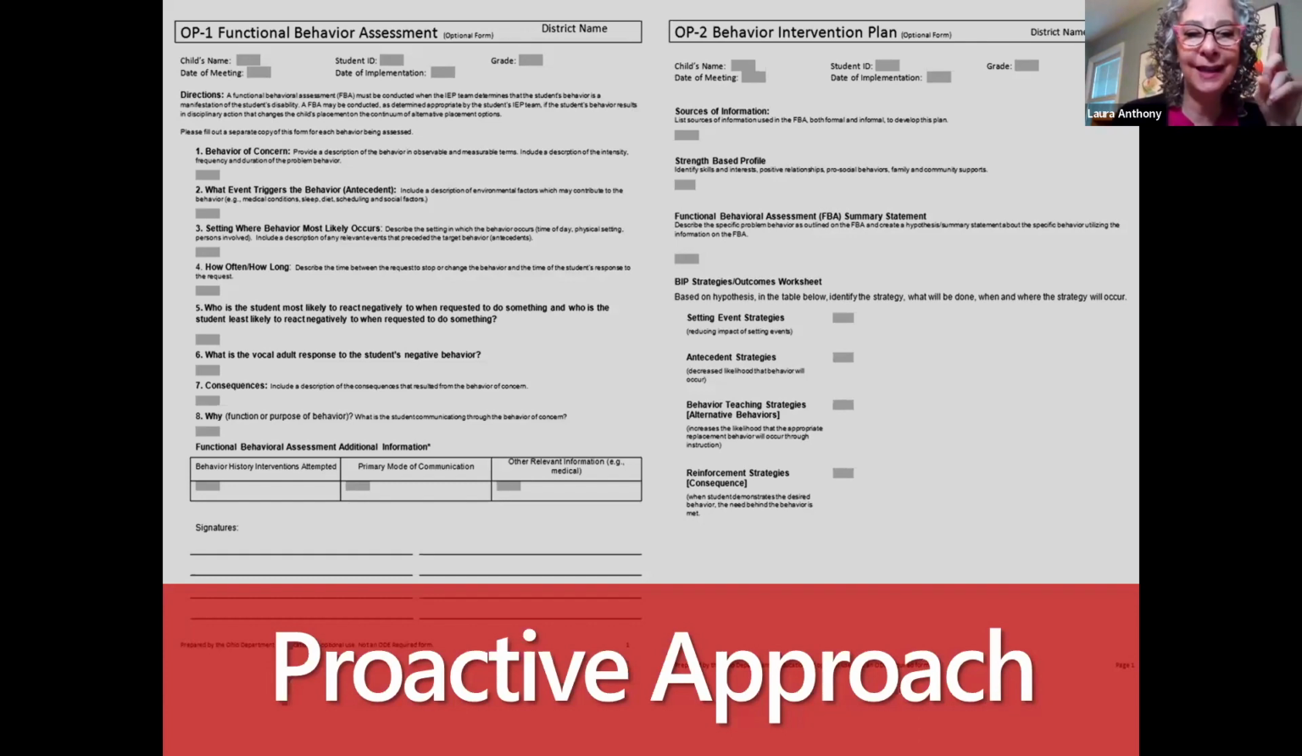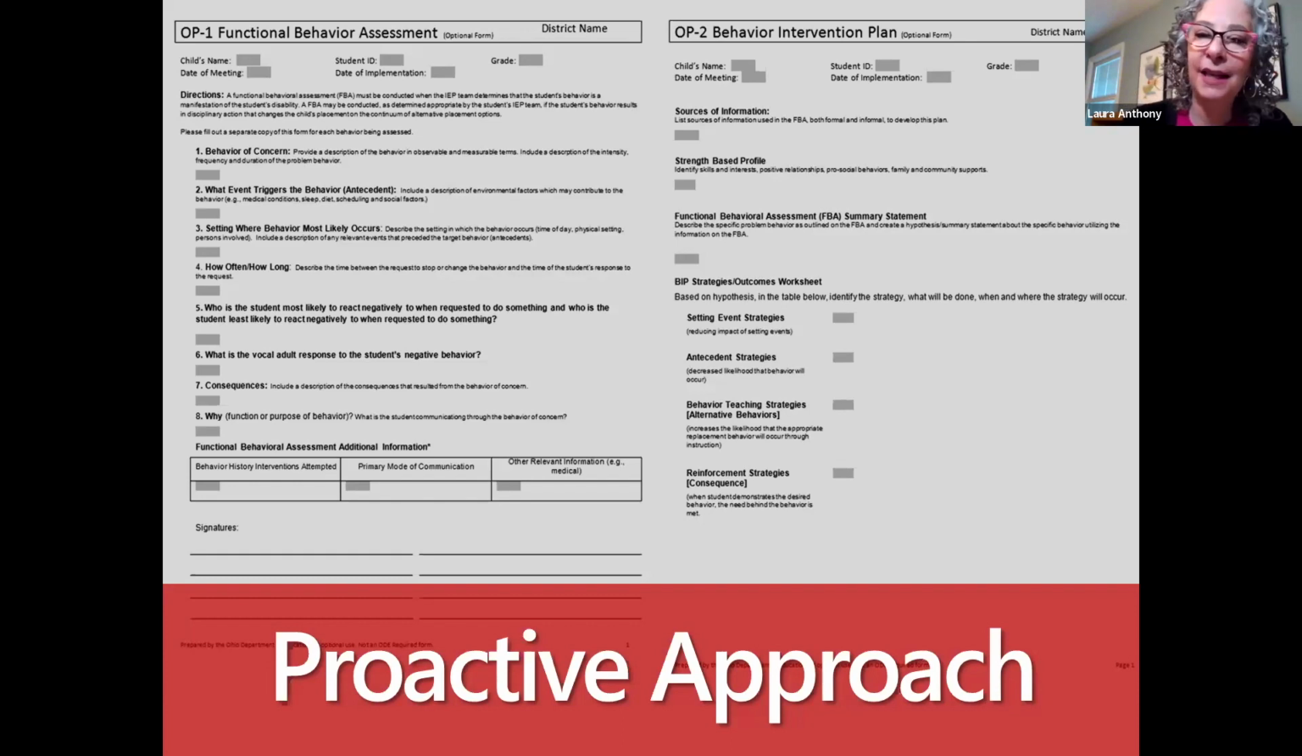The first P is what I've been talking about, being proactive. You need to address the behavior before it becomes a significant problem and subject to discipline. So the behavior intervention plan should not be a list of consequences. You need to have strategies to prevent behavior. So that's your P. You're being proactive.